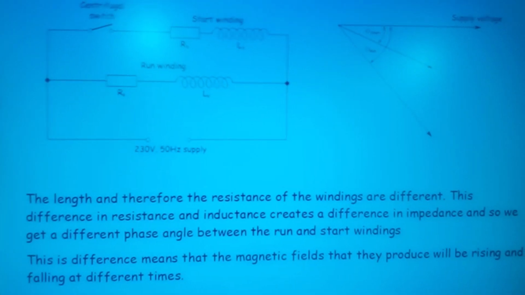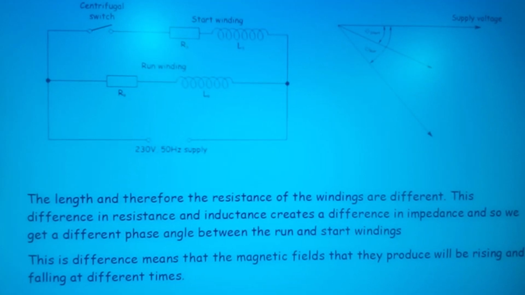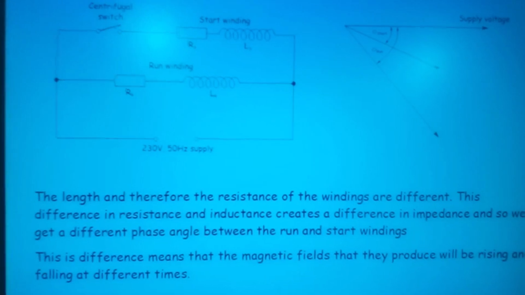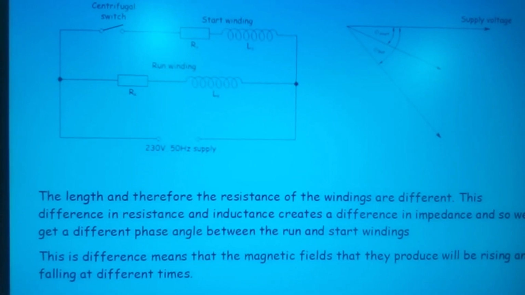This difference means that the magnetic fields that they produce will be rising and falling at different times, and that will generate the cycle for your motor to rotate.